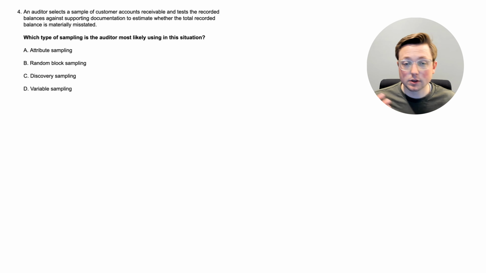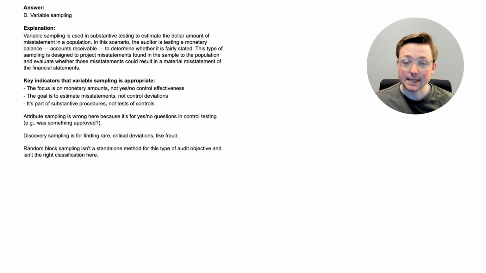We've learned a little bit about some of these throughout the video so far, so maybe pause the video, think through what we've learned, and come back when you're ready. All right, here we are. The answer is D, variable sampling. So we've talked about this a little bit so far, but we're going to dive a bit more into it now.